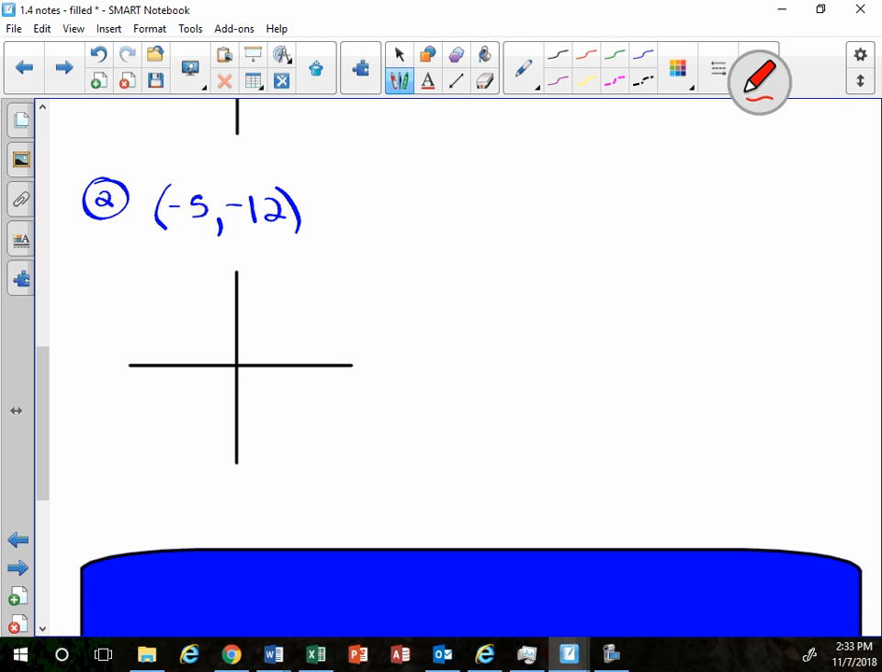Okay. Let's plot our points first. So you don't have to do tick marks for this. That was just to get you to understand where the lengths of the triangles came from. (-5, -12). What quadrant is that going to be in?